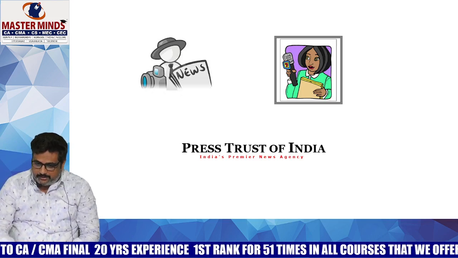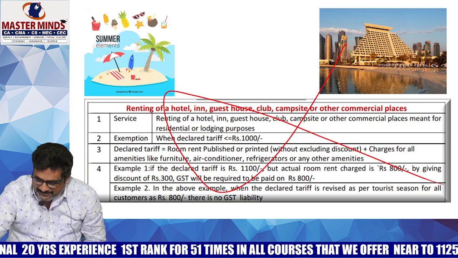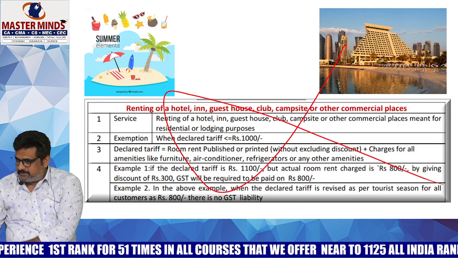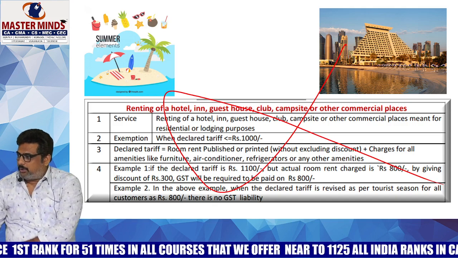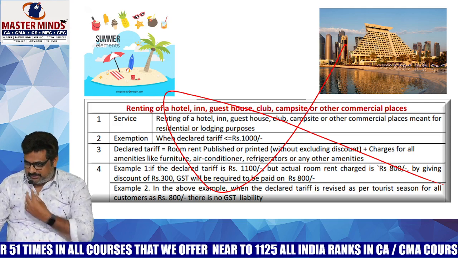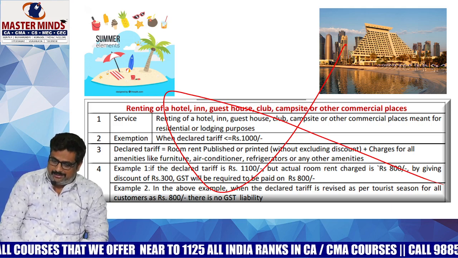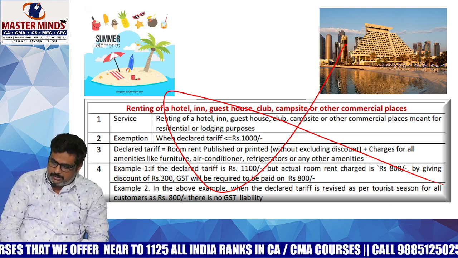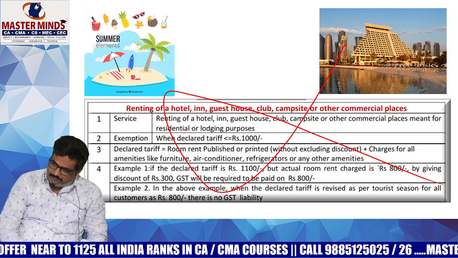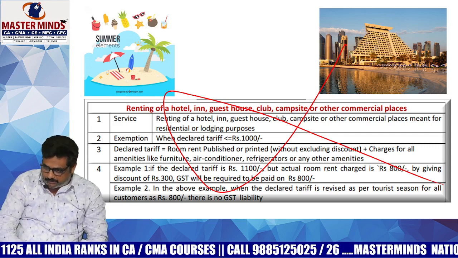In the same way, now it was removed. With respect to hotels, inns, guest houses, clubs and campsites, previously there was an exemption up to 1,000. But now the exemption was withdrawn. It is taxable. There is no exemption now with respect to hotel, inn, guest house, club, campsite or other commercial places. Previously it was exempted up to 1,000, but now the exemption was withdrawn.